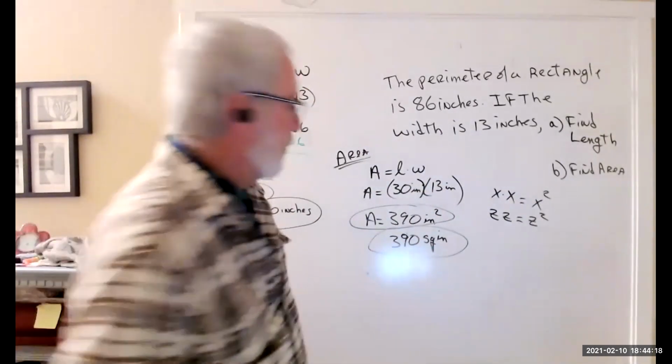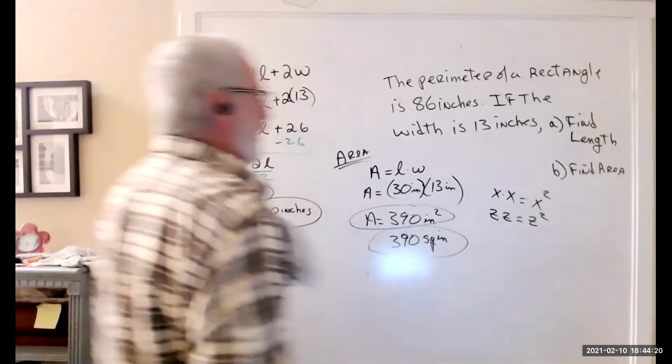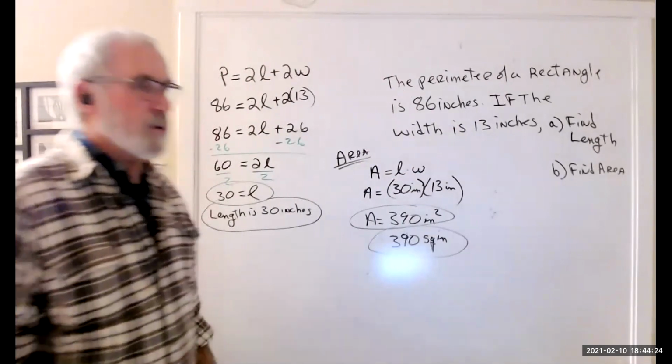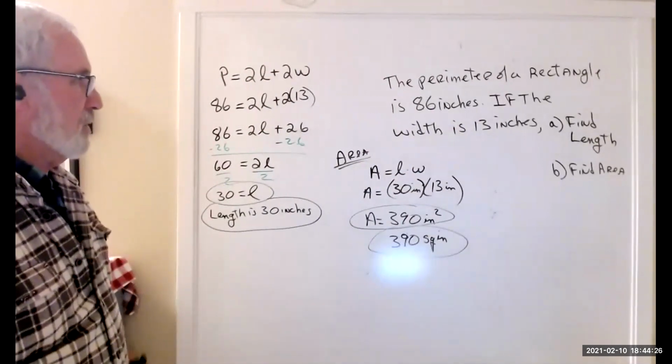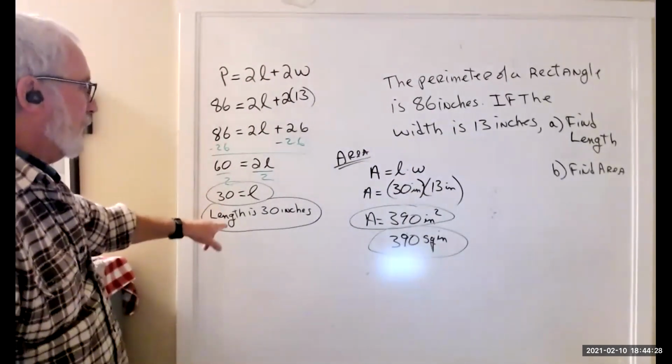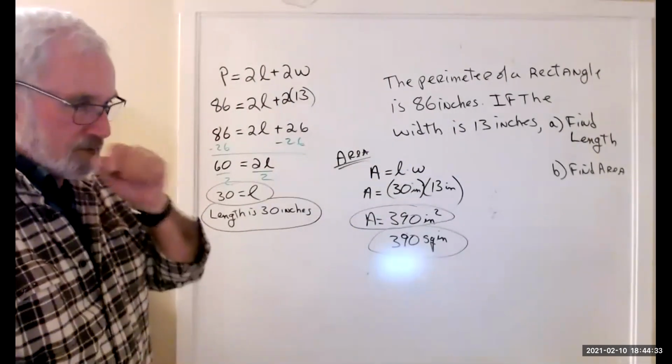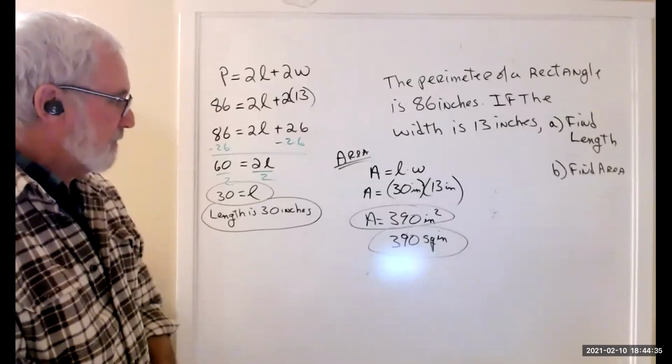All right, so I'm kind of done with that formula. I'm done with that word problem. Are we okay or not okay? It was two parts. First, we found the length. Then we used the length to help us find the area. We okay?